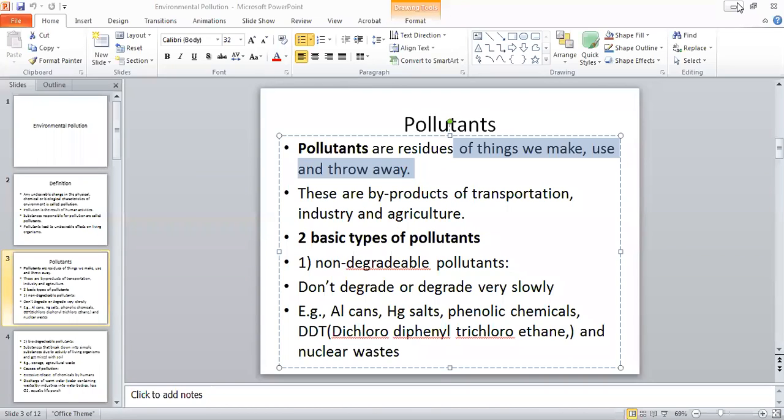For example, aluminum cans, mercury salts, phenolic chemicals, DDT. This is the abbreviation of dichlorodiphenyltrichloroethane. You should remember the full expression of DDT. This chemical keeps on accumulating in the food chain, so it is banned the world over. It is a pesticide and is no longer in use. And nuclear waste also degrades very slowly, so these are categorized as non-degradable pollutants.